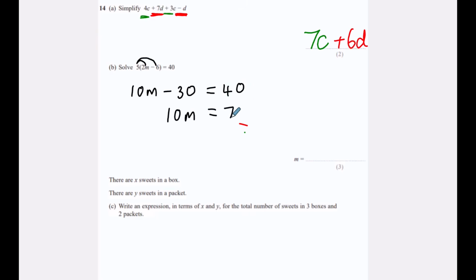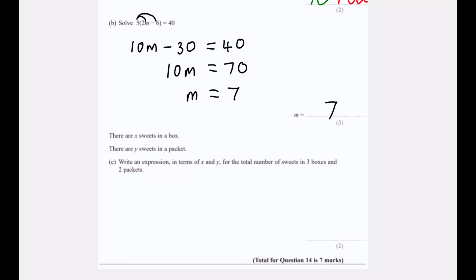40 plus 30 is 70. So 10m is equal to 70. So that means 10 times something equals 70. If I divide both sides by 10, I'll find m is 7. 10 times 7 is 70. m must be 7.